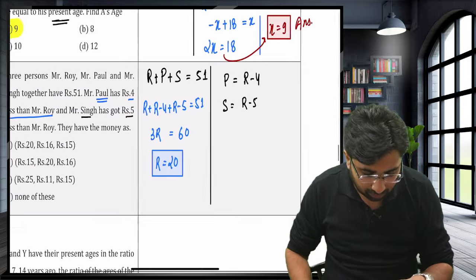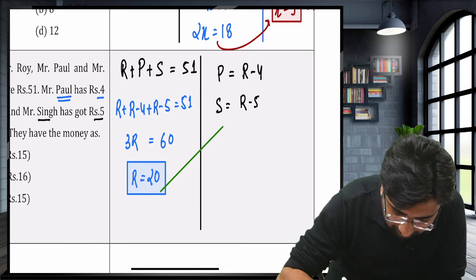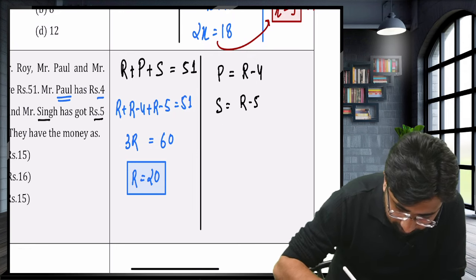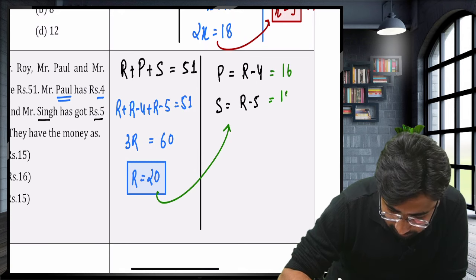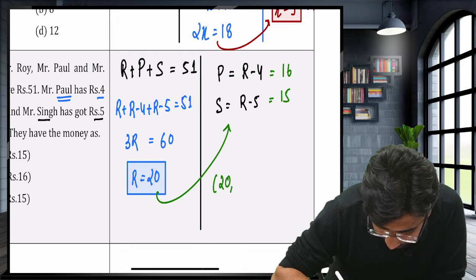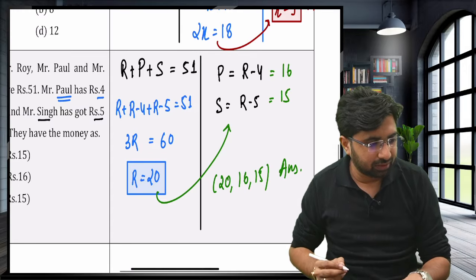Now, what are they getting? Aman sir, R value is this. How much will be the value of this, guys? 16. 20 minus 5, guys, 15. So, 20, 16 and 15 is the correct answer.